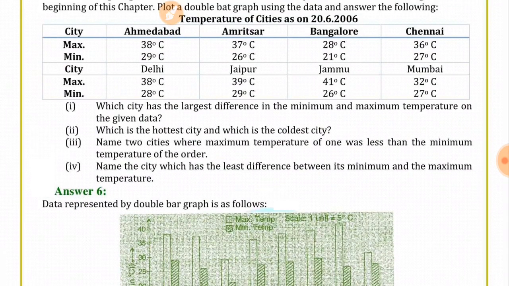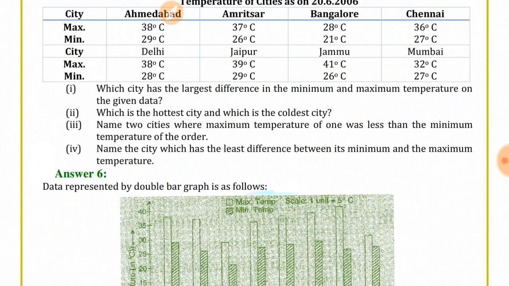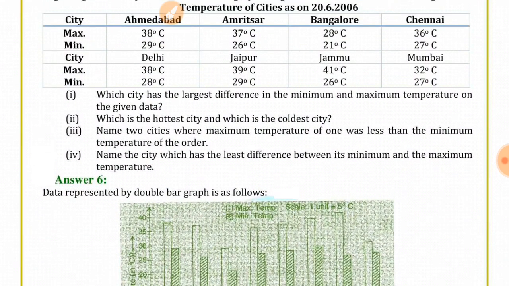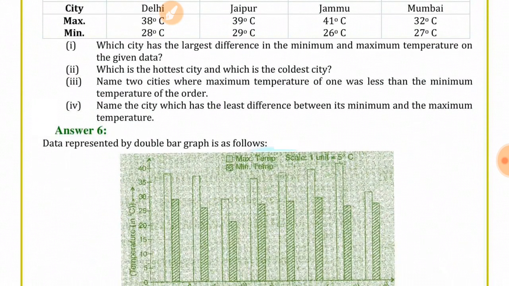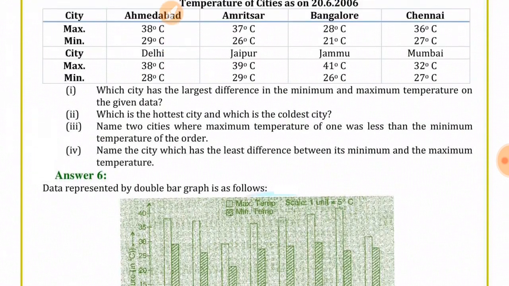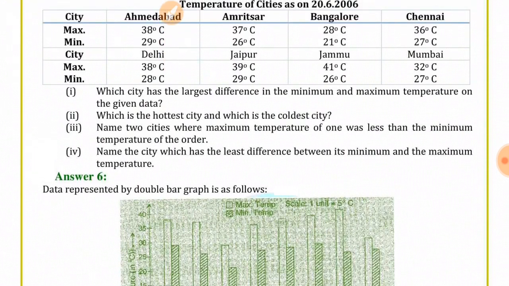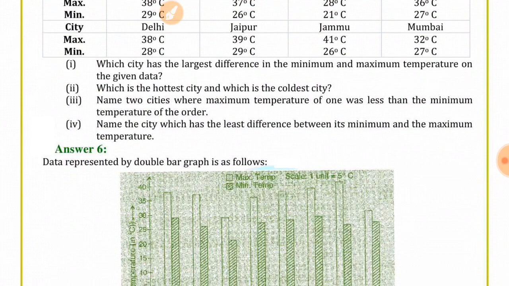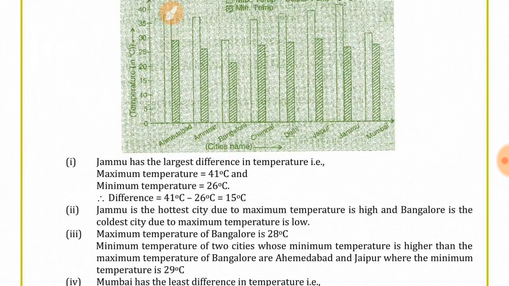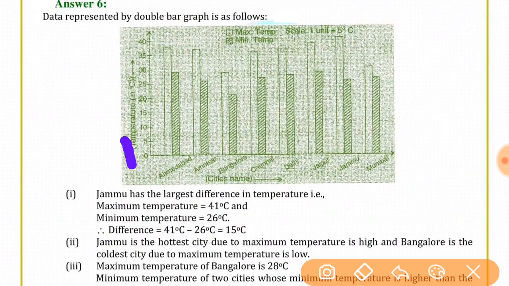Ahmedabad 28, so choose the scale here. All numbers are 38, 29, 37, 26. All our numbers are smaller. You can choose one unit as 5 because the maximum number is 41 degrees I think. Okay, 5, 10, 15, like that you must write. For maximum temperature and minimum temperature, 1 unit is equal to 5 degrees Celsius.